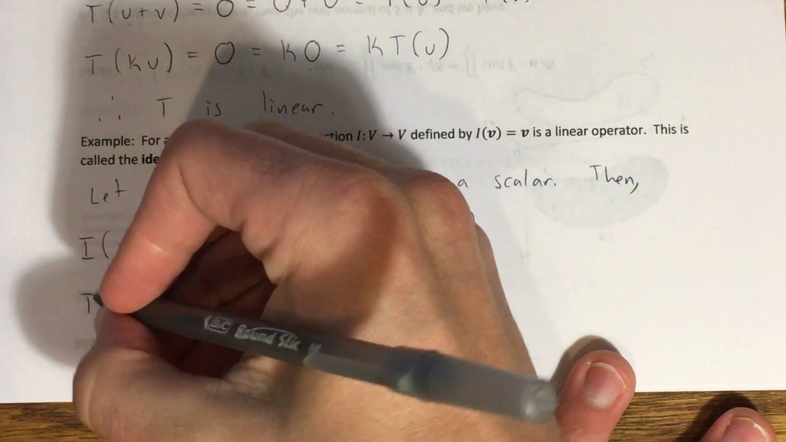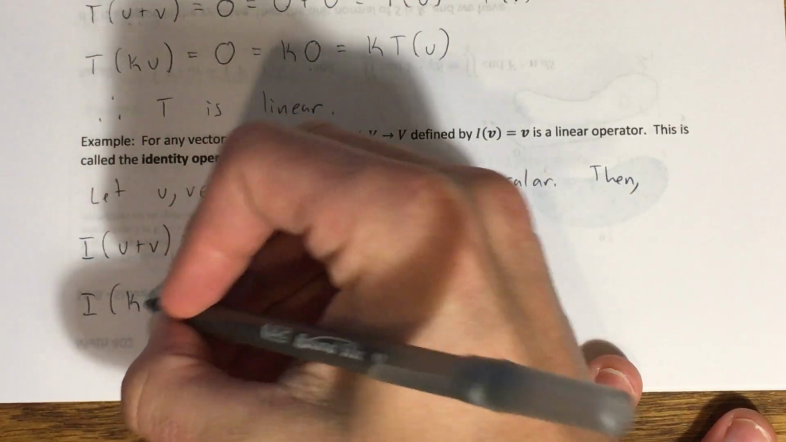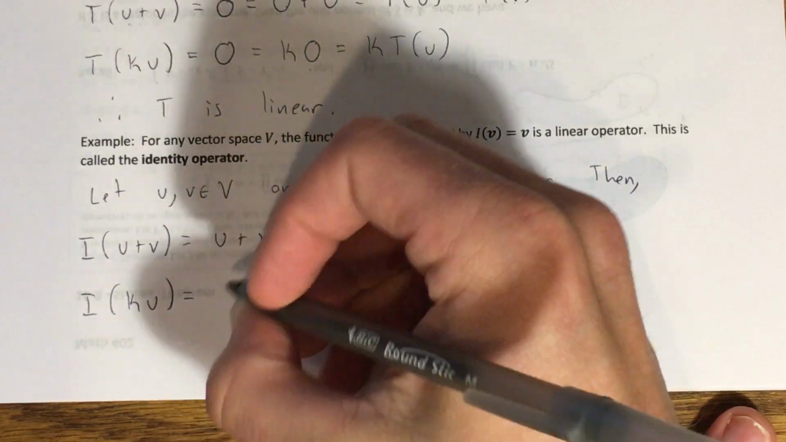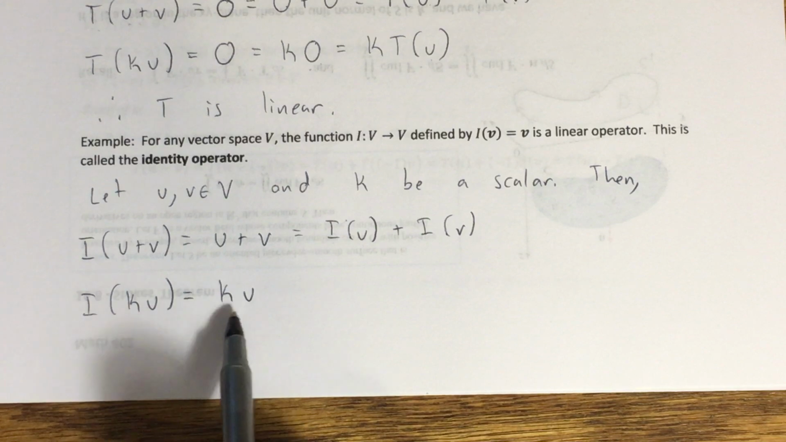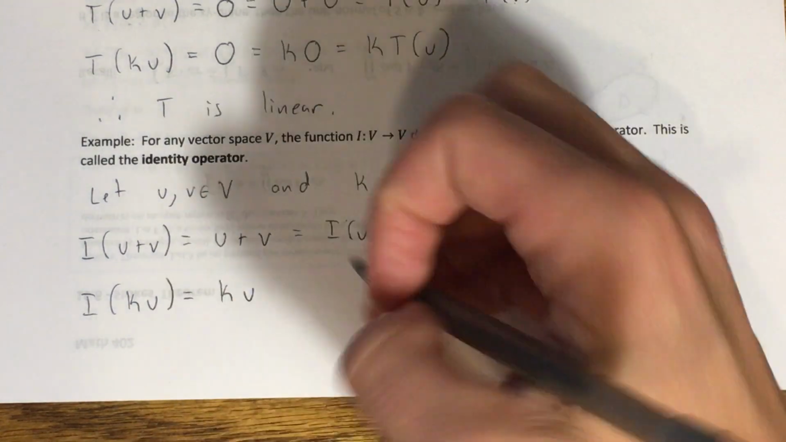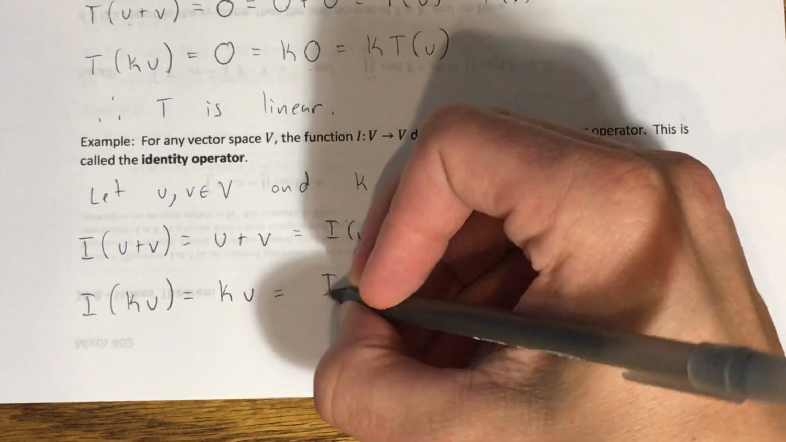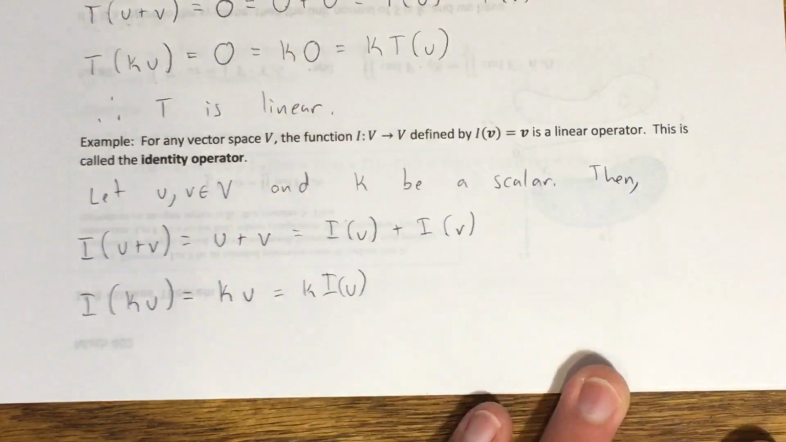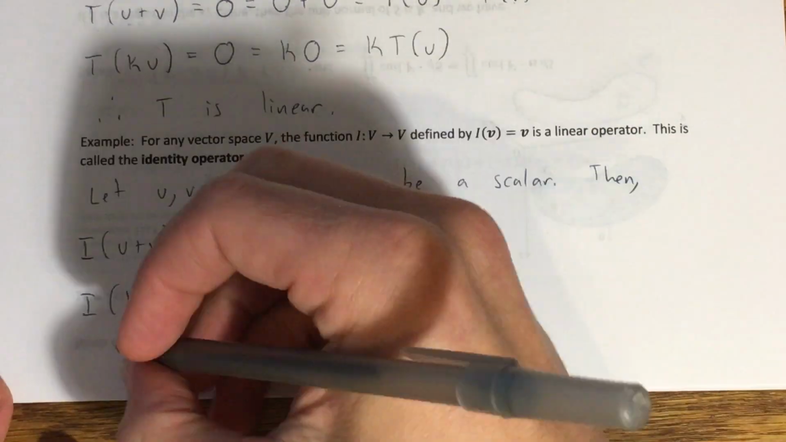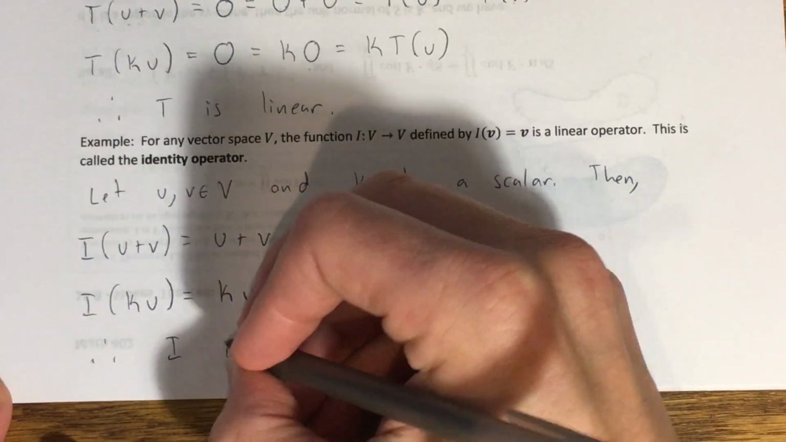Homogeneity is just as simple. If I say, what is I of k times u? Well, the identity operator maps this vector to itself, but u, if I single out the u, is I of u, and that's being multiplied by that scalar k. So that gives me the homogeneity property very, very easily. Therefore, I is linear.